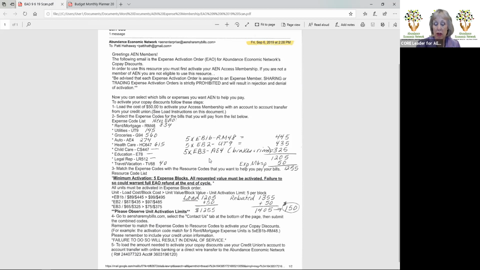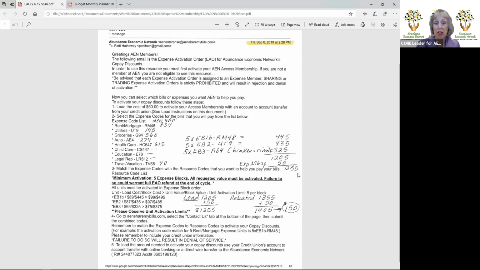And then, again, this is just me, so I know I have 1205 that I'm going to load plus the expense membership, which is 50. Again, all of this is explained all right here. I'm just doing it on the corner so I can write it out. And then I total that up to be 1255. So that's what I know my load is going to be.